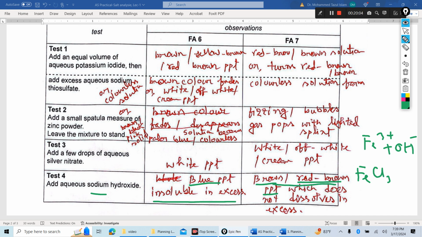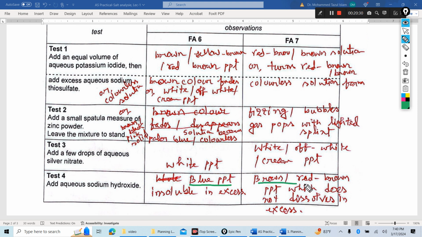After that you add more sodium hydroxide. After adding more sodium hydroxide, if the precipitate dissolves, you write precipitate dissolves. If the precipitate does not dissolve, you write precipitate is insoluble in excess or precipitate does not dissolve. And you know here the blue precipitate means copper 2 hydroxide. Copper 2 hydroxide does not dissolve in excess sodium hydroxide, and iron 3 hydroxide, the red-brown precipitate, does not dissolve in excess sodium hydroxide.